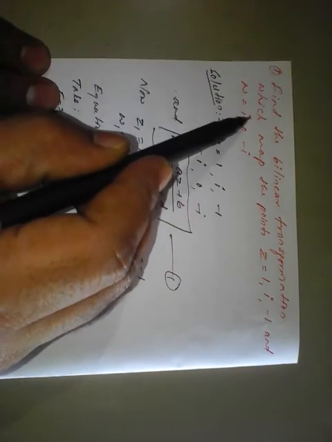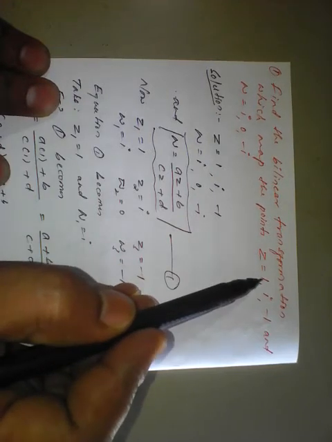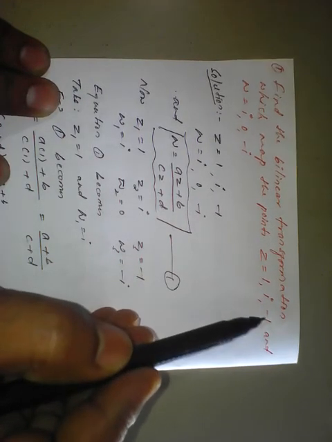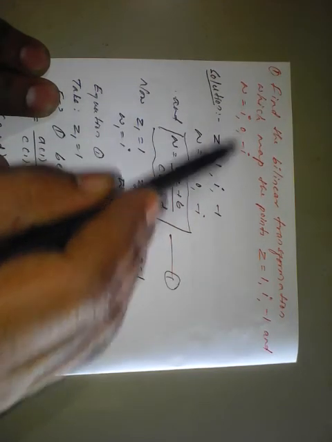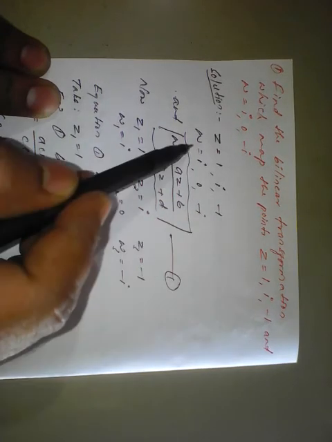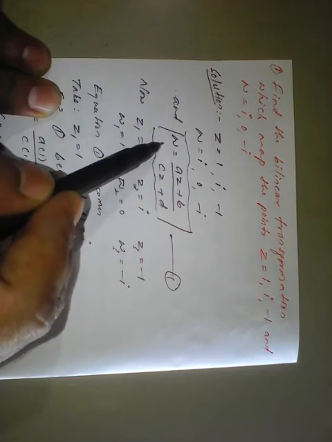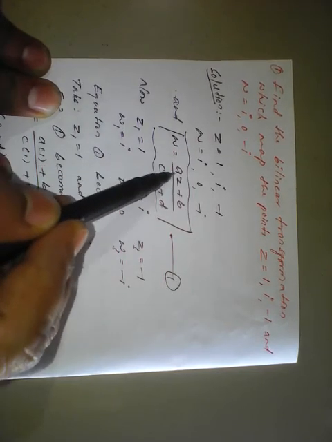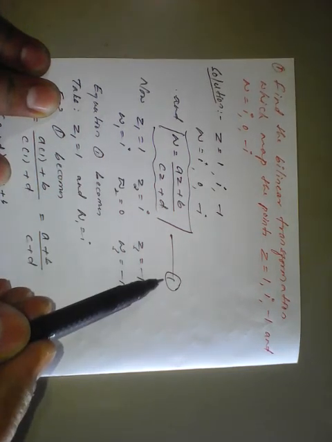Now we'll see a problem based on the bilinear transformation. Find the bilinear transformation which maps the points z values given as 1, i, -1 and w values as i, 0, -i. So the solution: the z values given are 1, i and -1, the w values given are i, 0 and -i, and we know that the bilinear transformation is given by w is equal to (az plus b) divided by (cz plus d). I will call this equation number 1.